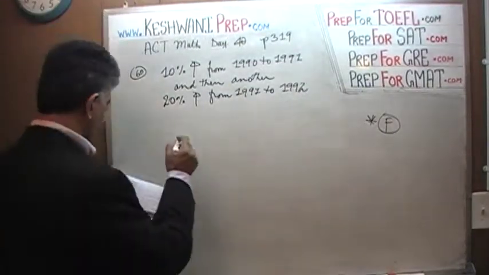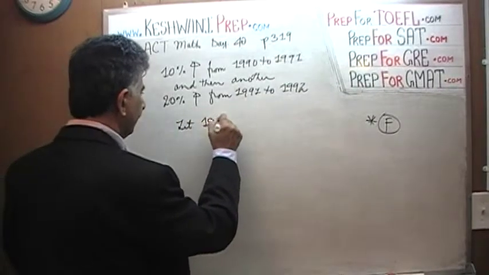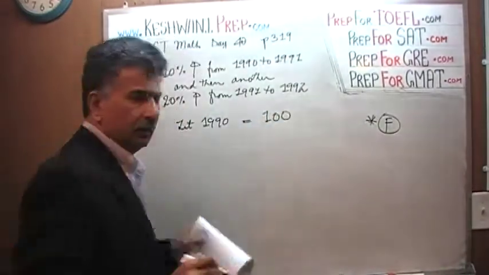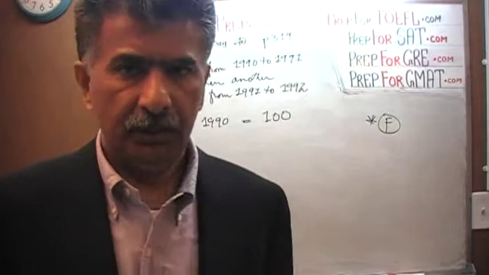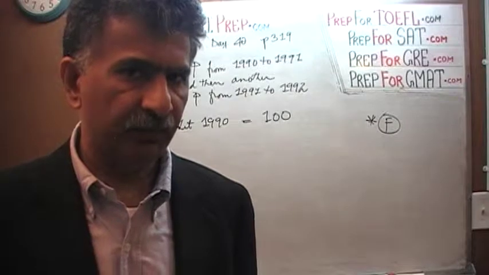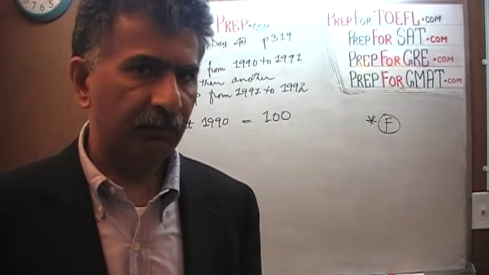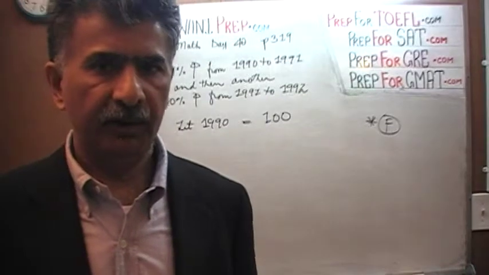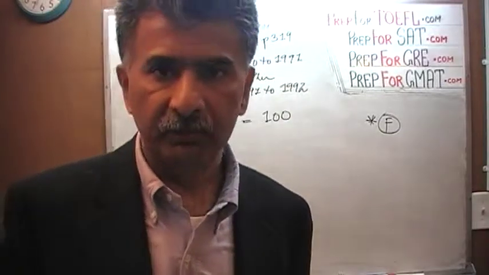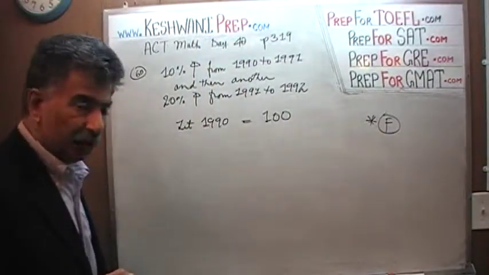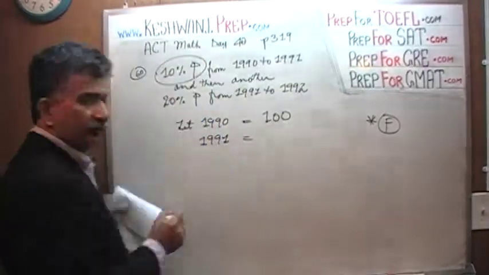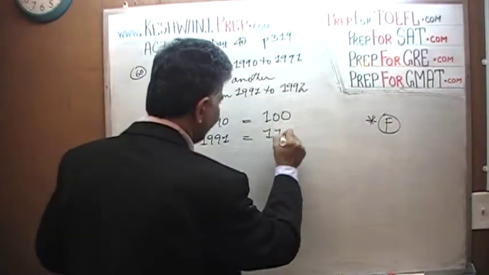So let the amount for 1990, whatever amount you're talking about, be 100. Plug in a number for 1990. Make up a number. When you're dealing with percentage problems, the nice numbers to plug in are multiples of 100: 100, 300, 1,000. I'm just going to stick with 100 here. So if 1990 equals 100, then in 1991 it went up by 10%, so it became 110.